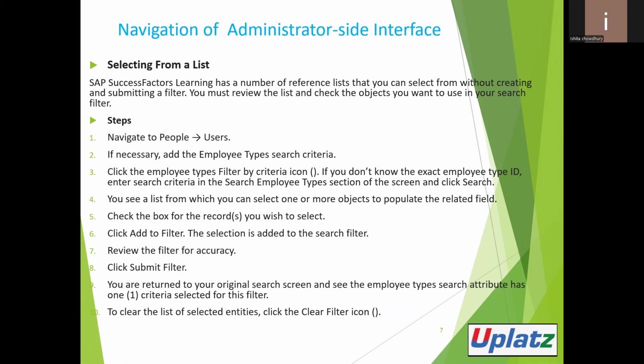Review the filter for accuracy. Click Submit Filter. What happens? You will be returned to the original search screen and see the employee type search attribute has one criteria selected for this filter. To clear the list of selected entities, click the Clear Filter icon. So if you want to remove the filter, or put another filter, you will click the filter icon and remove it from there. What happens after that is you will be returned to the original search screen and see the employee type search attribute as one criteria selected for this filter.